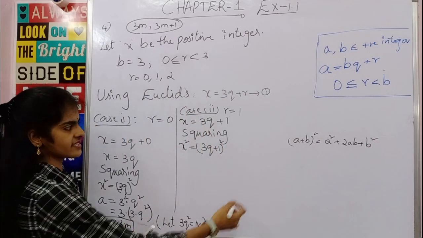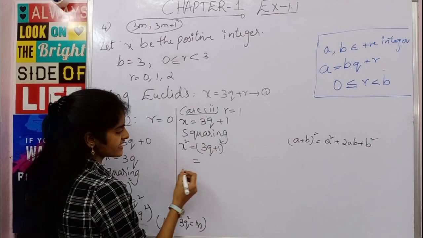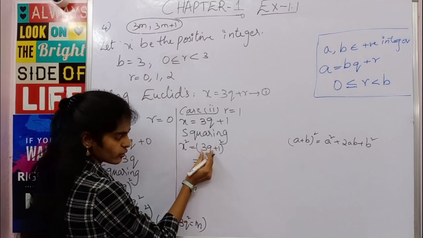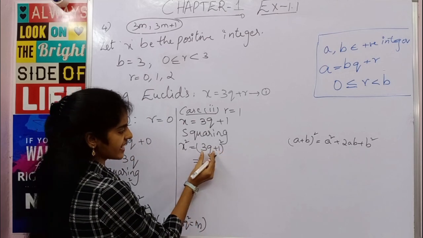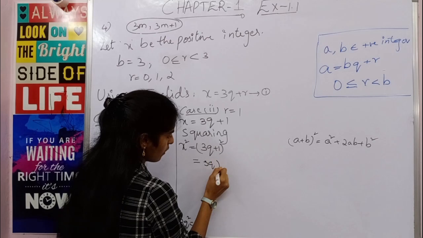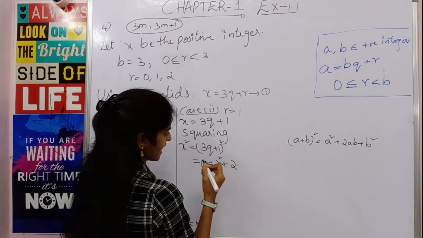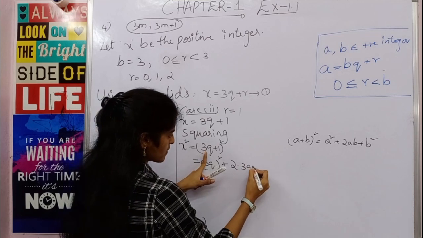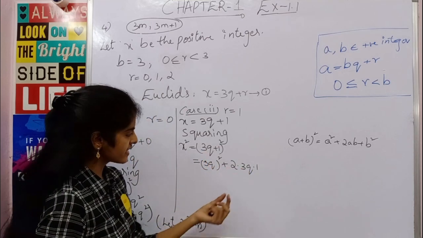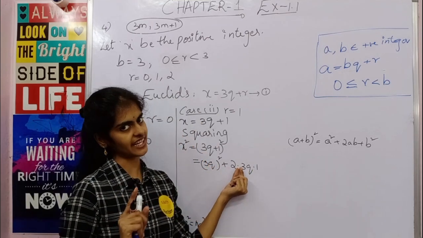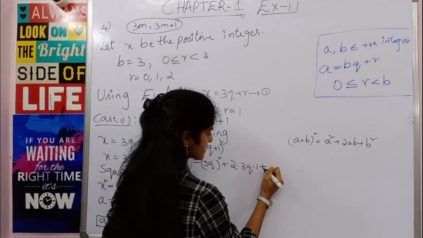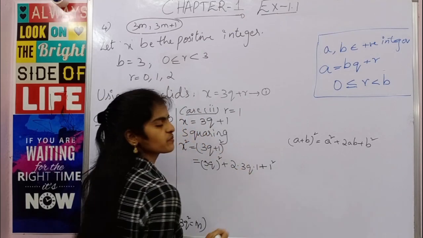Clear? So let us write it in this form. So this is a square. Here a is nothing but 3q, b is 1. Okay, a square is 3q whole square plus 2ab. 2 multiplied by a is 3q, b is 1. Okay, this dot represents multiplication. Clear? Plus b square is 1 square.